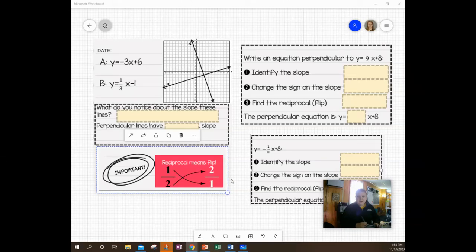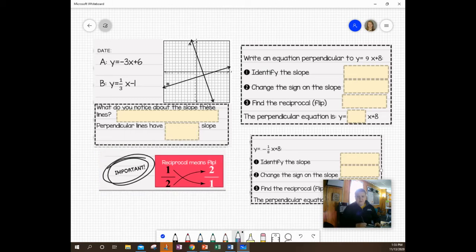Right, so let's look at our second set of lines. So I have y equals negative 3x plus 6. That is my A right here. And then I have y equals 1/3 x minus 1.